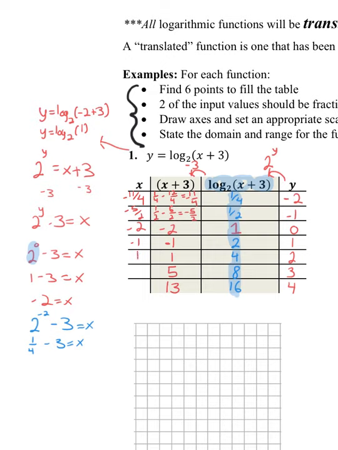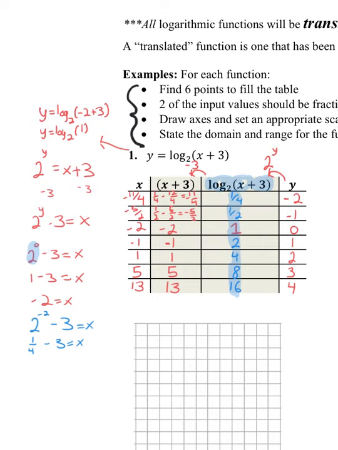And then we have negative 1, 1, 5, 13. Just copying those columns down. That's how we come up with our x and y columns for this function, kind of working backwards. Okay, doing the opposite of what we'd expect to do.